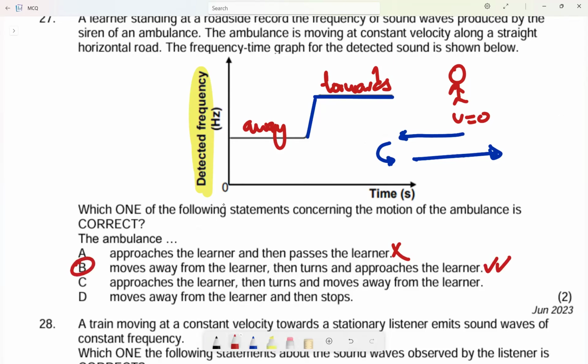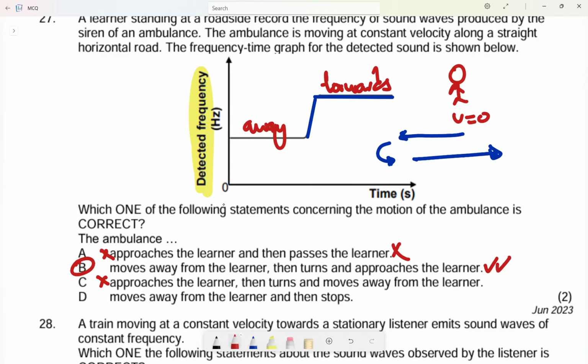Number C, remember you should check all the options. Number C, approaches the learner, then turns and moves away from the learner. How can you approach the learner and turn and also move away? Because when you turn, you should approach me, you should come back. C does not make sense. C is not the correct answer.